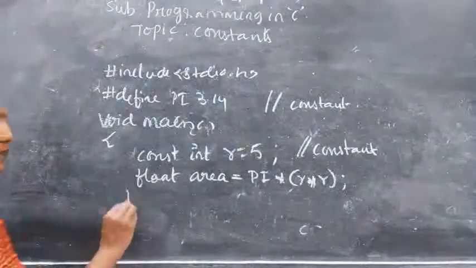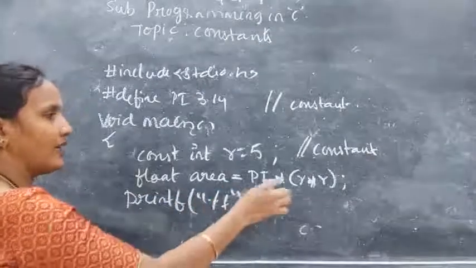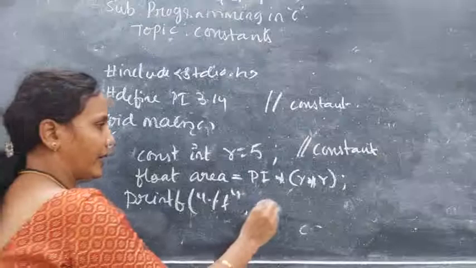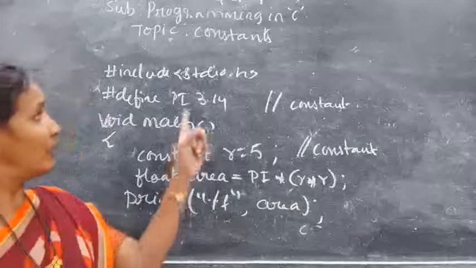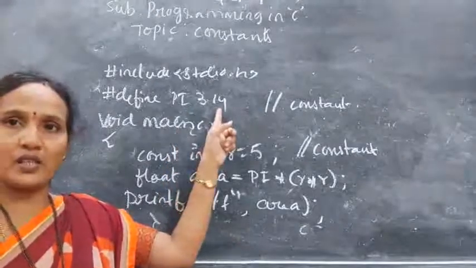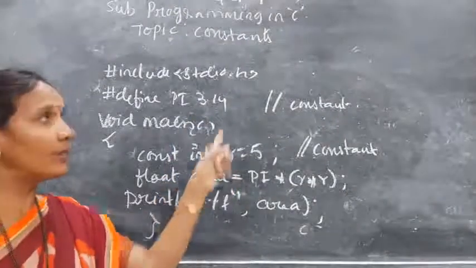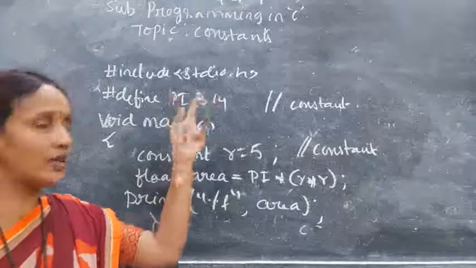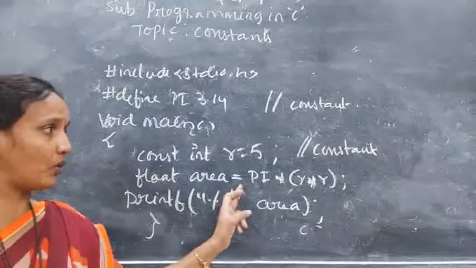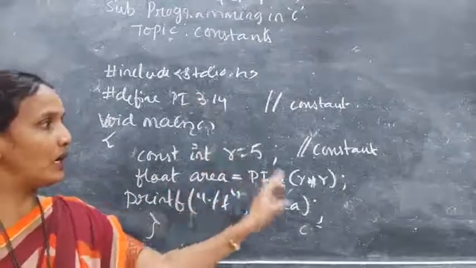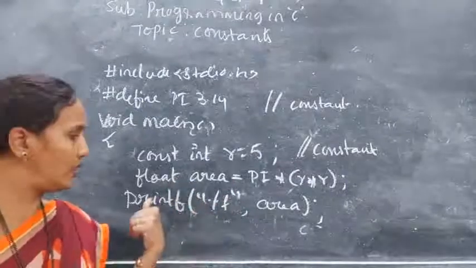Now I am printing this. Printf percentage f, because the resultant variable is a float, comma area of circle. That's it. This is a preprocessor constant and this is a normal constant, but the value of both is fixed. This value will be loaded before program execution and this value will be loaded after program execution. Next, float area equals pi 3.14 r into r. Area of circle is calculated and printed by using printf.